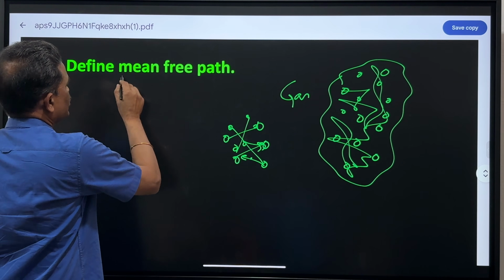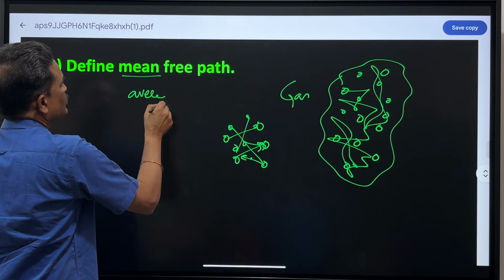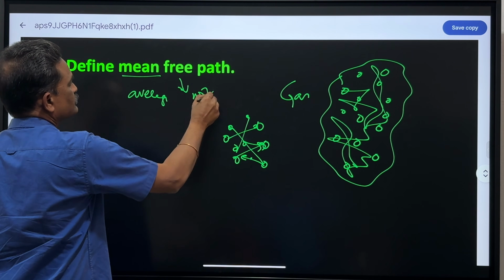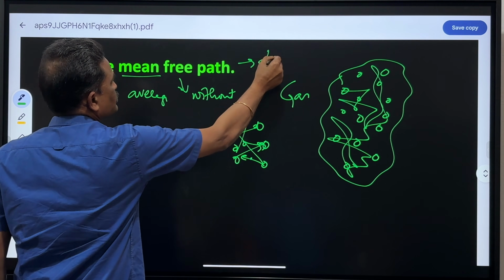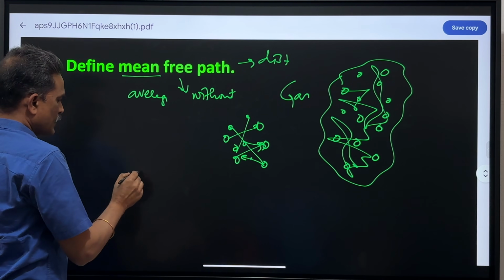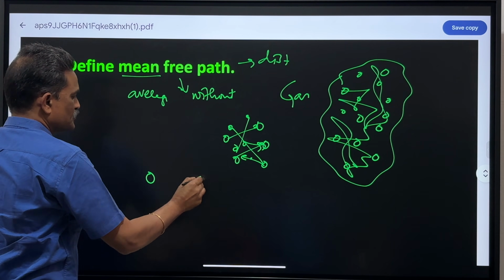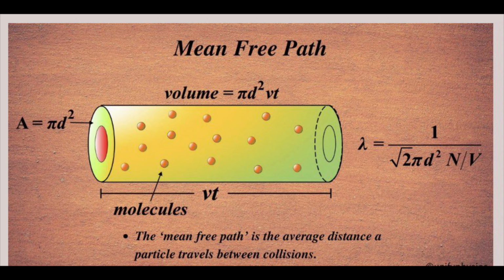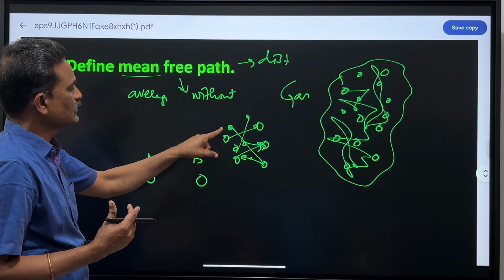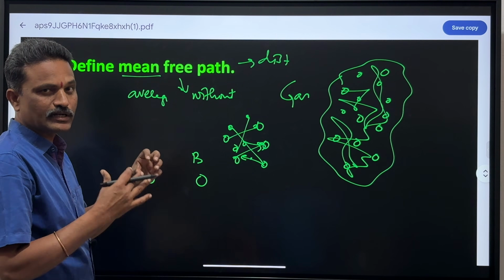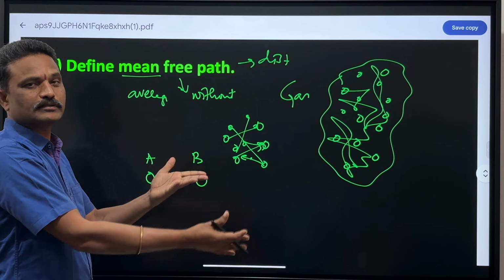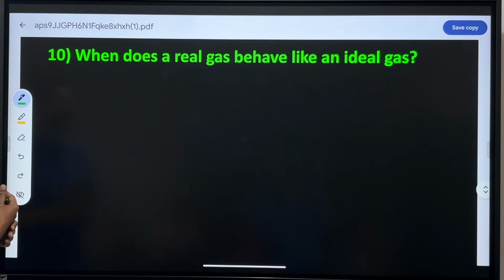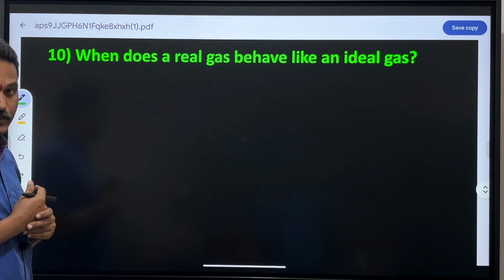So what do you mean by mean free path? Mean is average. Free means without collision. Path means distance. Now the answer is the average distance between two gas molecules before they undergo collision. So what is the distance traveled by a gas molecule on an average before it collides with some other gas molecule?